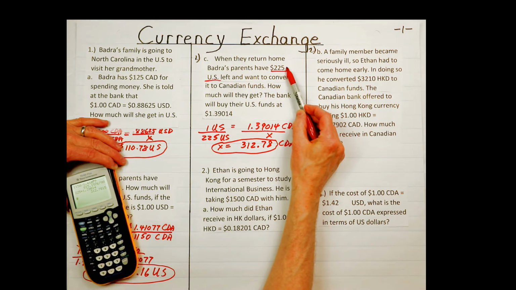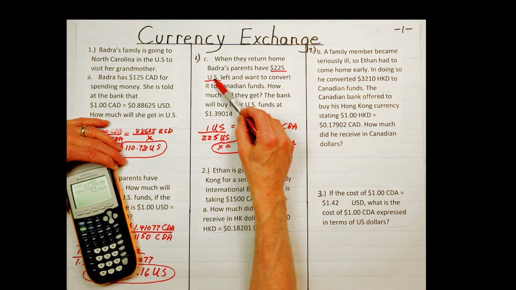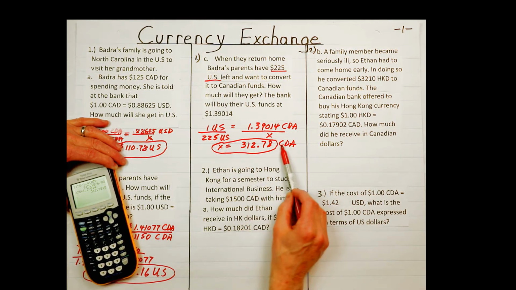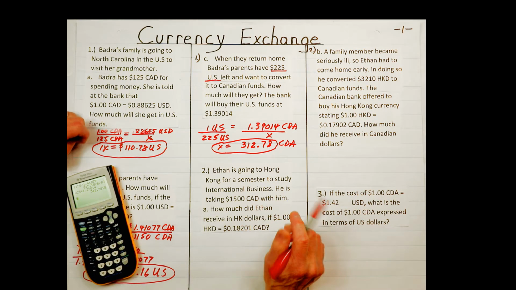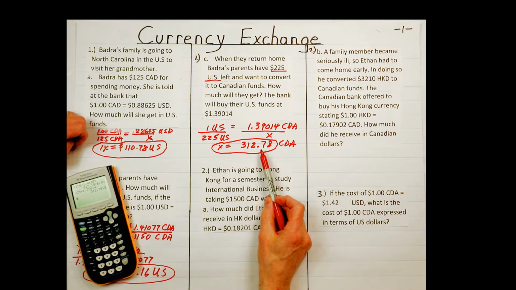Because they had 225 US left over and they want to convert it to Canadian. So that is the answer to C.